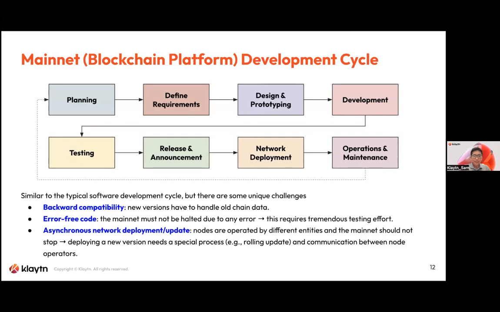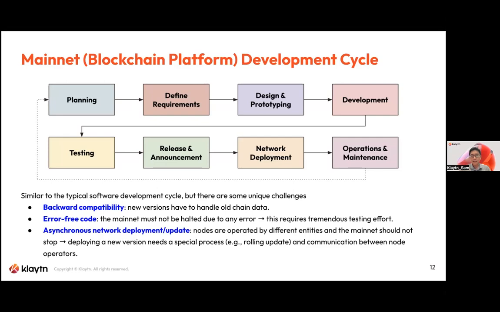From planning and defining requirements and so on, the unique challenges in blockchain development begin. One of them is how to keep backward compatibility, because as you know, the blockchain cannot remove old data. It has to keep the entire history, so anyone can verify the previous data and the current data. So even though new versions are released and we develop new features, they have to handle old chain data as well. It's really challenging because we cannot throw out the old data. We have to keep compatibility through the entire chain history.